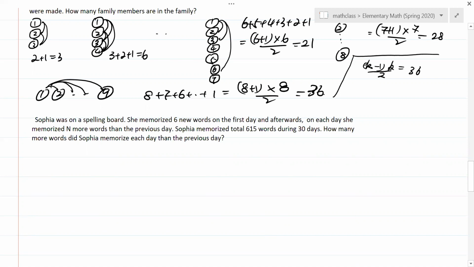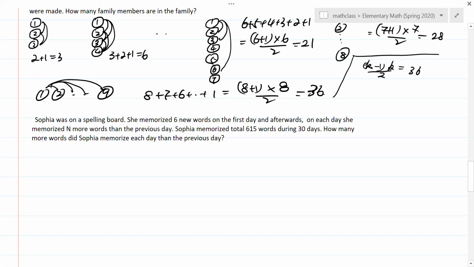Okay, Sophia was on the springboard. She memorized 6 new words on the first day, and afterwards, on each day, she memorized n more words than the previous day. So we don't know, just the n is a fixed number. Sophia memorized a total of 615 words during the 30 days. How many more words did Sophia memorize each day than the previous day?